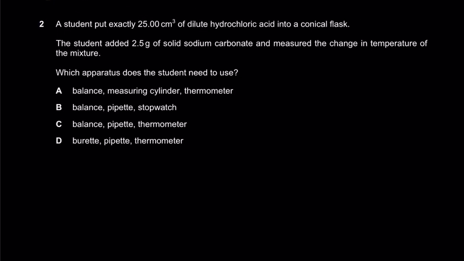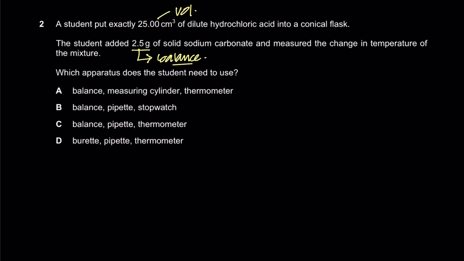Okay. A student puts exactly 25 centimeter cube of hydrochloric acid. So he needs something to measure the volume, right? It says he puts it into a conical flask. The student adds 2.5 grams. How does he know that it's 2.5 grams? Well, he has to use a balance to weigh the mass of sodium carbonate, or else how in the world would he know that the sodium carbonate is 2.5 grams?